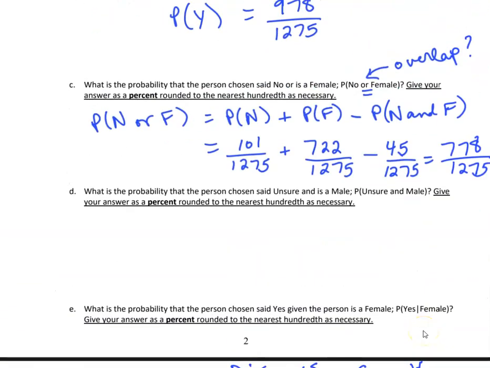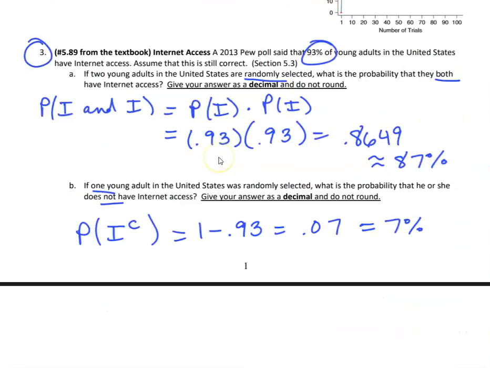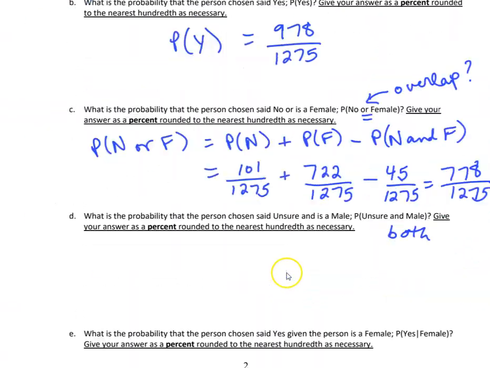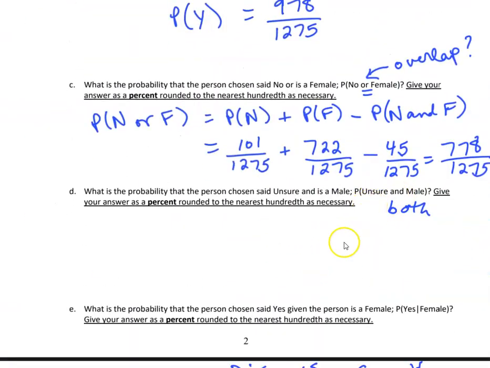Let's look at part D. D says, what is the probability that the person chosen said unsure and is a male? So "and" means you want the overlap group, the group that is in both categories. If it's an and question and they don't give you a chart, like that last question we had about internet access, you multiply. But when you're given the chart, you can just go straight to the group that's in both categories.